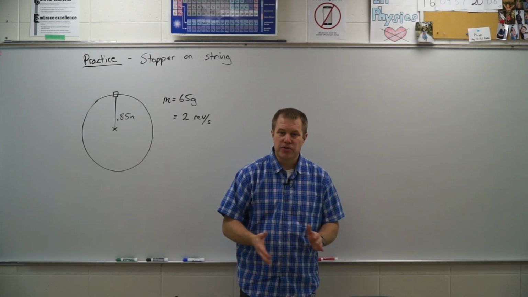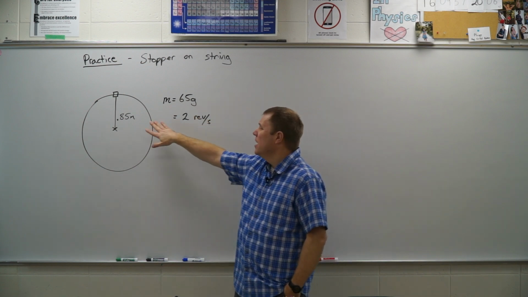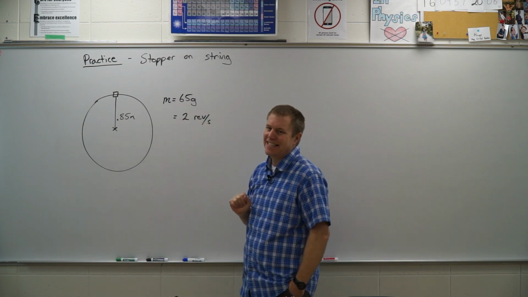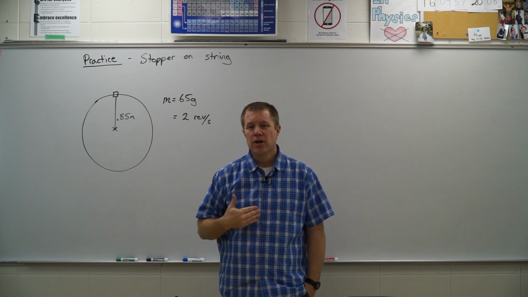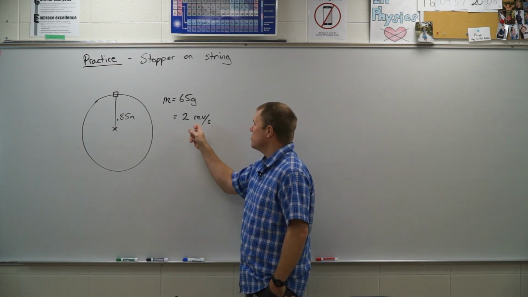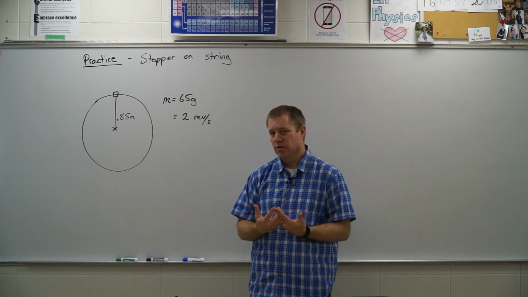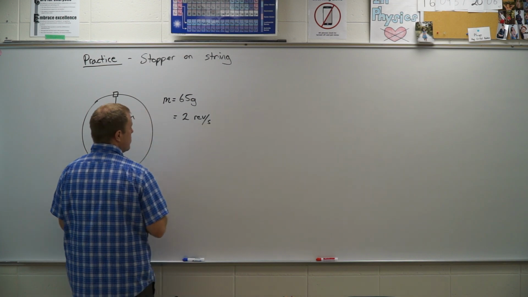You gave this practice, want to try with the stopper, going around in a circle on the end of a 0.85 meters string. They tell you the mass is 65 grams and they tell you it's going at 2 revolutions per second. So the first thing you need to do is realize, what is this 2 revolutions per second telling you? So it's actually telling us the frequency.